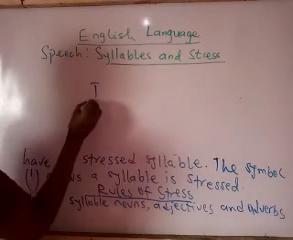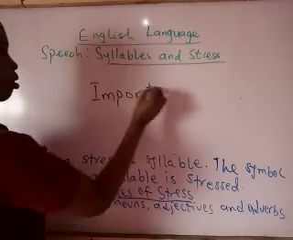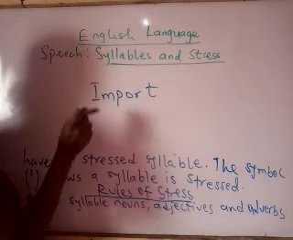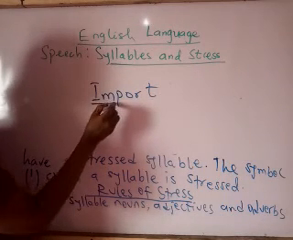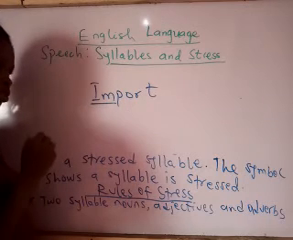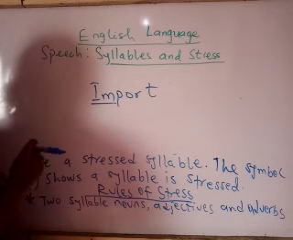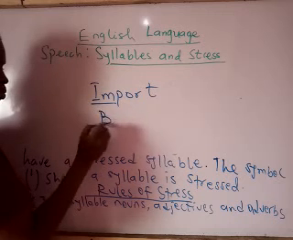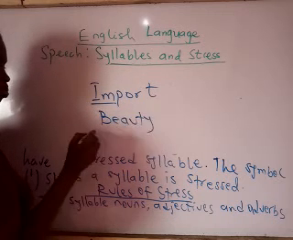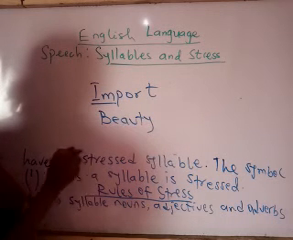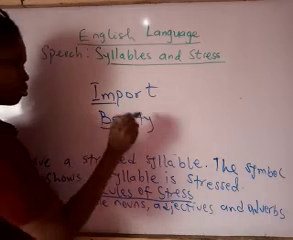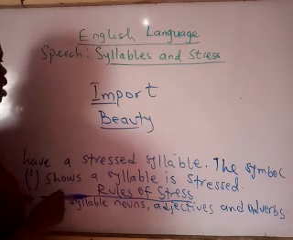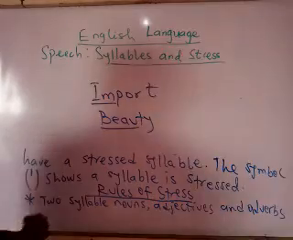If you have a word like import, okay? This is a noun, so the stress falls on the first syllable. Do you see that? First syllable. Beauty, beauty. Do you see that? First syllable, because this is a noun and it contains how many syllables? Two syllables.